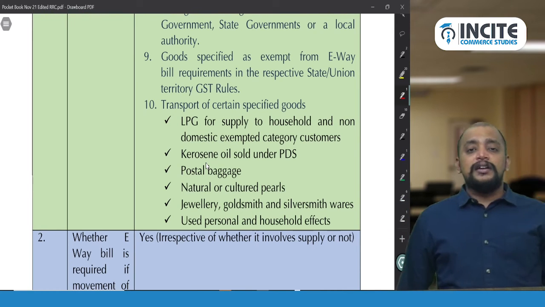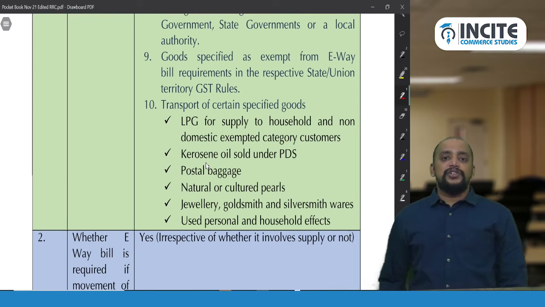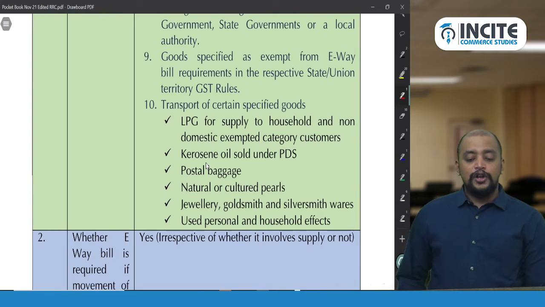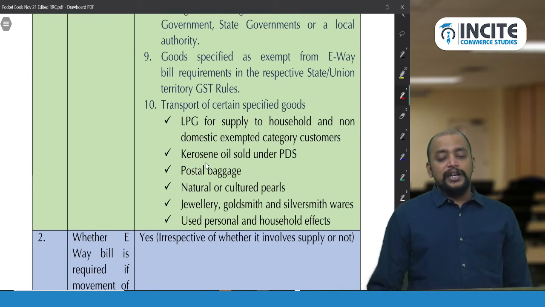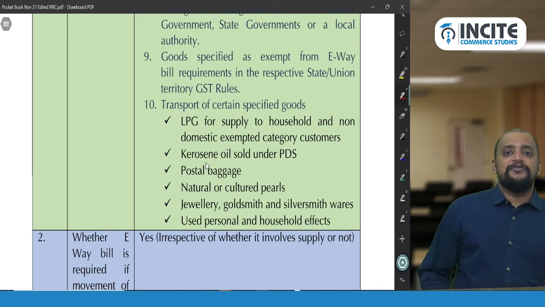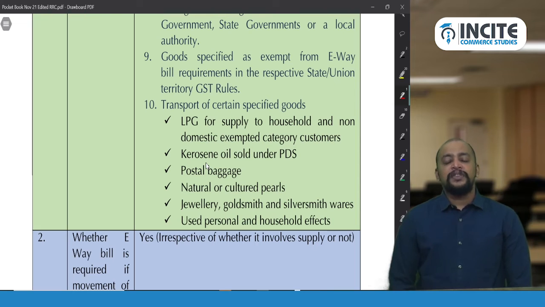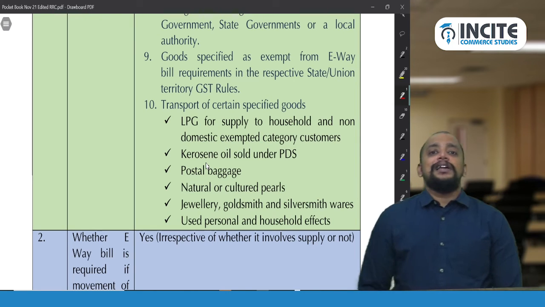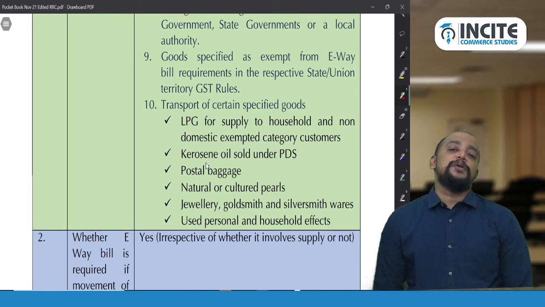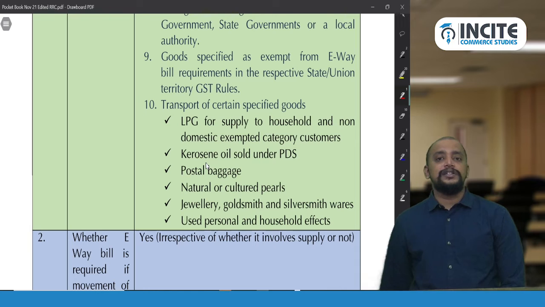Apart from that, there are some notified goods for which e-way bill is not required. These are general. So LPG, and that too only the red color cylinder which is for domestic consumption or non-commercial people. Okay. Then kerosene oil sold under PDS, the public distribution system, if it is being transported, that also does not require it. Postal baggage, that is postal mails and baggages, natural or cultured pearls, jewelry, very important, otherwise people can identify the truck, which is going on which route, and they can steal the gold from there.